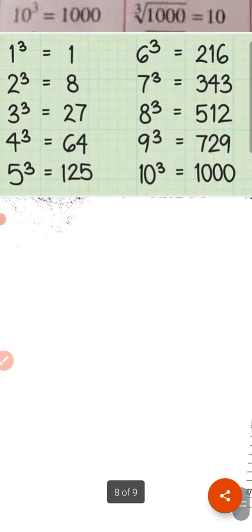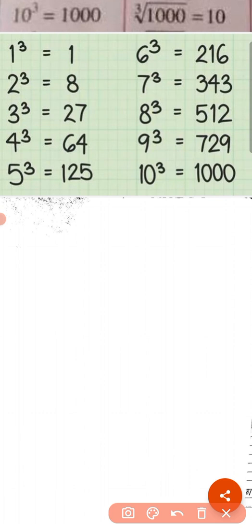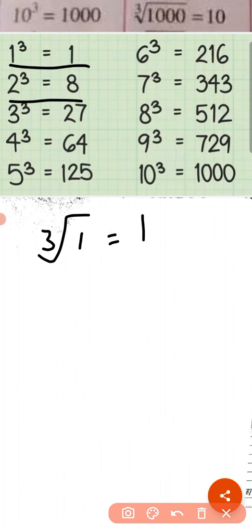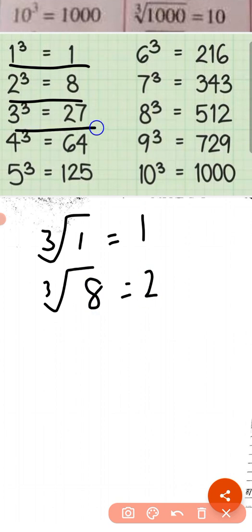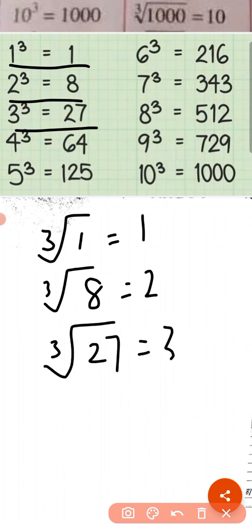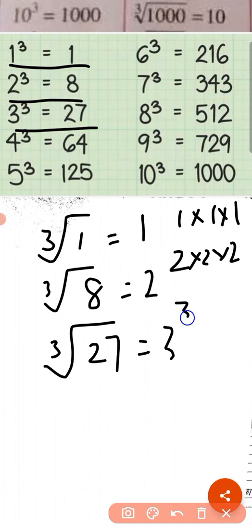Children, the cube of first 10 numbers are given. We can find the cube root like this. 1 cube is equal to 1. So cube root of 1 is 1. Okay. 2 cube is equal to 8. Cube root of 8 is equal to 2. 3 cube is equal to 27. So cube root of 27 is 3. That means 1 into 1 into 1, 1. 2 into 2 into 2, 8. 3 into 3 into 3, 27.